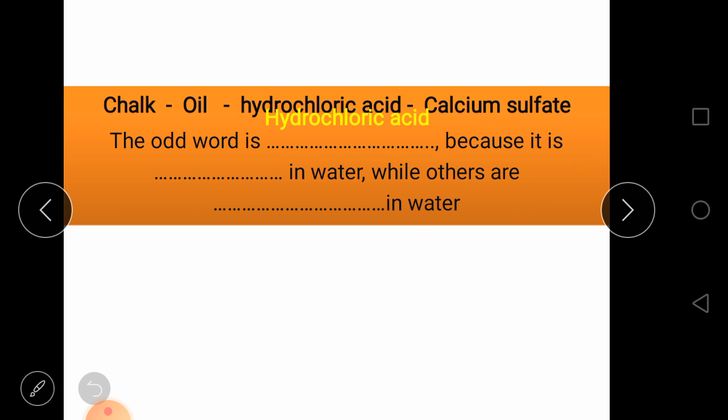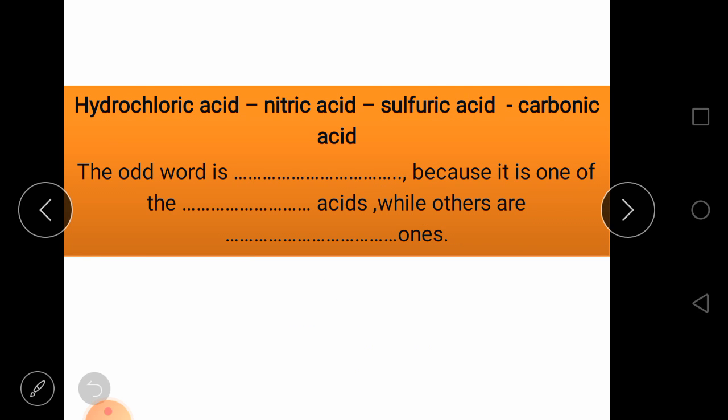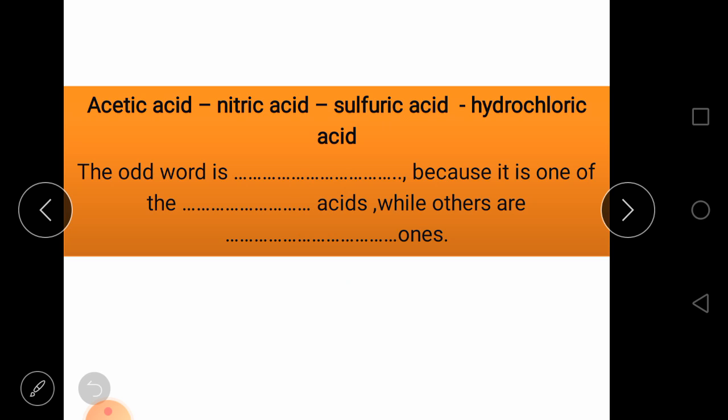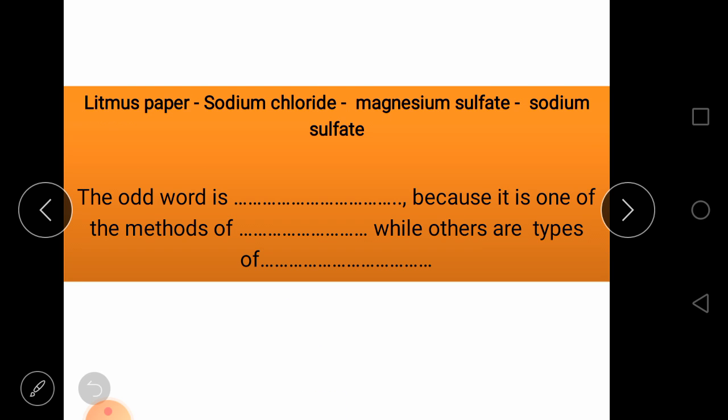Yes, here also you have hydrochloric acid is soluble in water, while others are insoluble in water. Look at these acids: hydrochloric, nitric, sulfuric, and carbonic. The odd word is carbonic acid because it is a weak acid and the others are strong acids. This is a repeated question also, but acetic instead of carbonic. Acetic acid is a weak acid and the others are strong acids.